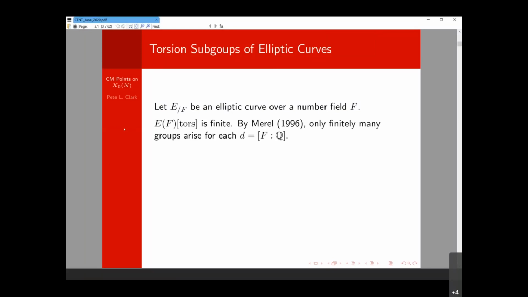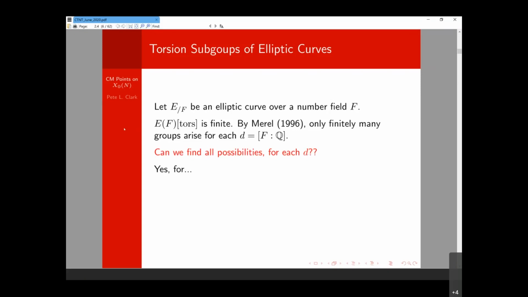By a much more recent and bigger theorem of Merel from 1996, not only is the torsion subgroup finite, but as you vary over all elliptic curves over all number fields of any fixed degree, then still the size of the torsion subgroup is uniformly bounded, or equivalently only finitely many torsion subgroups arise as you look over all elliptic curves over all number fields of any fixed degree. So that naturally motivates the question, if you fix a degree of a number field, can we completely classify all the possible torsion subgroups in each degree?